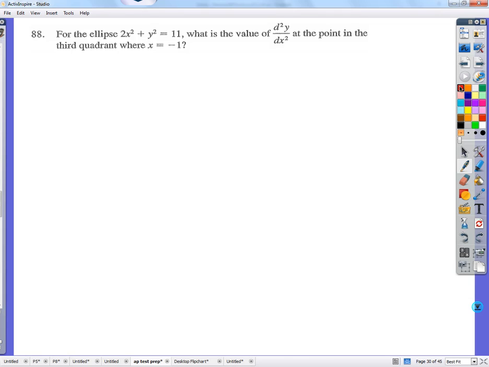That's okay. You don't really need to know anything about ellipses except for kind of what they look like. Can you remember what an ellipse looks like? It's like a circle, stretched. Well, okay, what does that mean? So you have a second derivative. So would I find the second derivative and then plug the negative one in? Certainly seems like that. Do it!